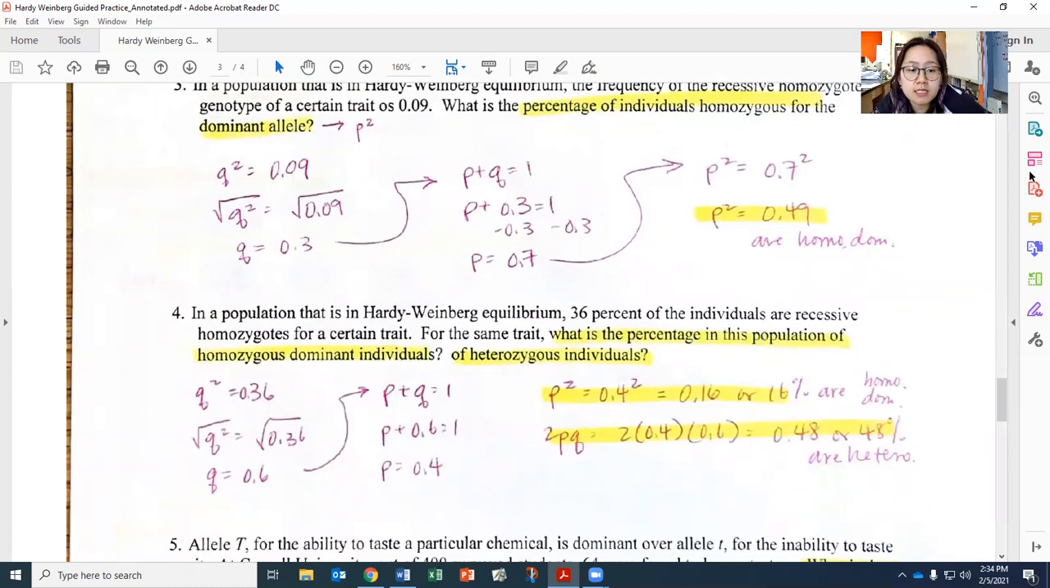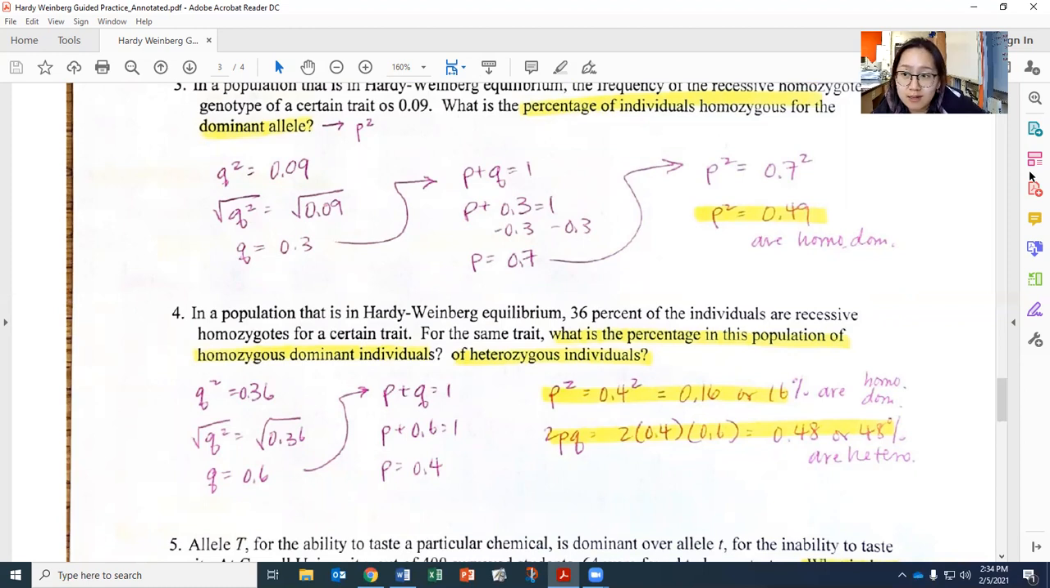Number 4, in a population that is in Hardy-Weinberg equilibrium, 36% of the individuals are recessive homozygotes for a certain trait. For the same trait, what is the percentage in this population of homozygous dominant individuals or of heterozygous individuals? So this is similar to the last question where they gave you q squared because they gave you the percentage of recessive homozygotes. So 36% are recessive homozygotes, which means 0.36 equals q squared. If you square root 0.36, q equals 0.6. P plus q equals 1, so 1 minus 0.6 gives p, and that means that p is 0.4. P squared then is just 0.4 squared, and that's 0.16, or 16% are homozygous dominant.